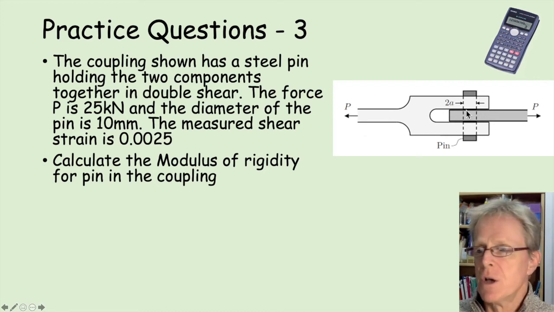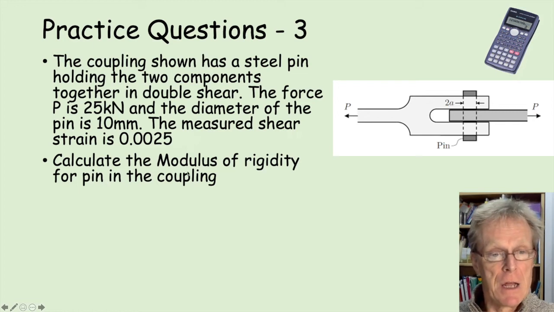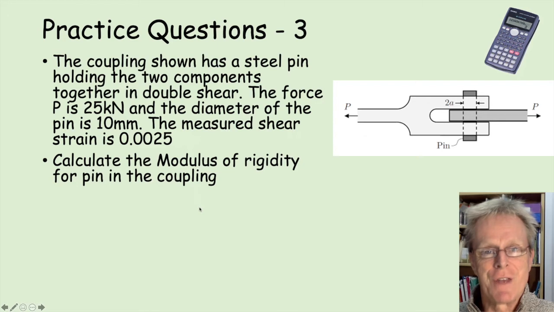So in other words, what we're saying here is that the force, or the pull, is being resisted by 2 times the cross-sectional area. You've got to bear that in mind in your calculation. You're given the force and the diameter of the pin, and you're told the shear strain is 0.0025. So you don't need to calculate that, you've been given that, and you've got to calculate the modulus of rigidity for the coupling. So if you're comfortable with that, pause the video now.